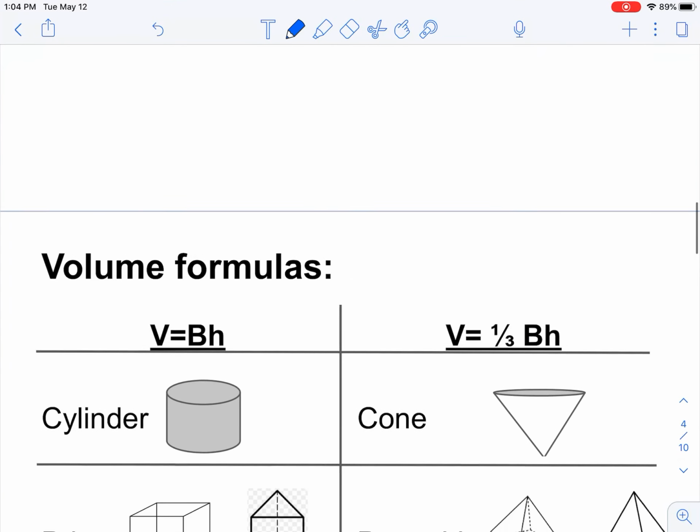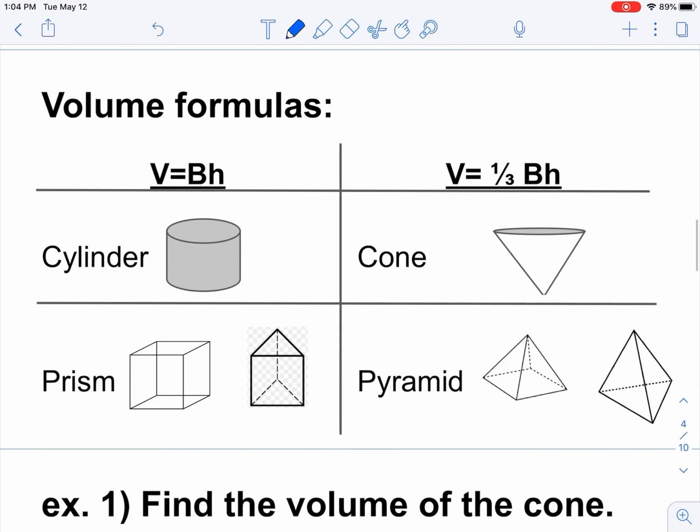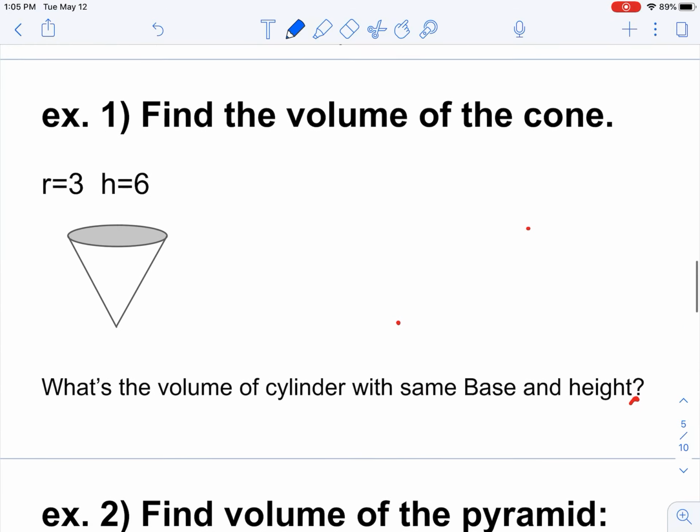Okay, so let's use this information. We have already learned about a cylinder and a prism, that their volume is base area times height. Well, for a cone or a pyramid, it's just 1/3 of that. Remember, it took 3 cones to equal 1 cylinder. It took 3 pyramids to equal 1 prism. So a single cone is going to be 1/3 of that cylinder volume, and a pyramid volume is going to be 1/3 that prism volume.